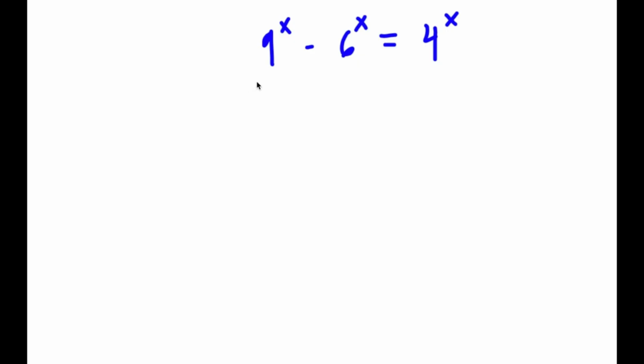In today's video, I'm going to be teaching you guys how to solve this exponential equation. So we have 9 to the power of x minus 6 to the power of x is equal to 4 to the power of x. Now, what I'm first going to do is divide both sides by 4 to the power of x.